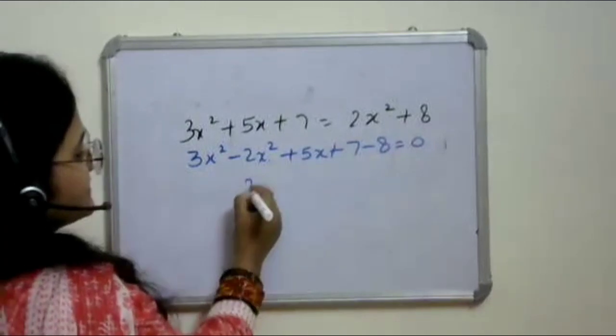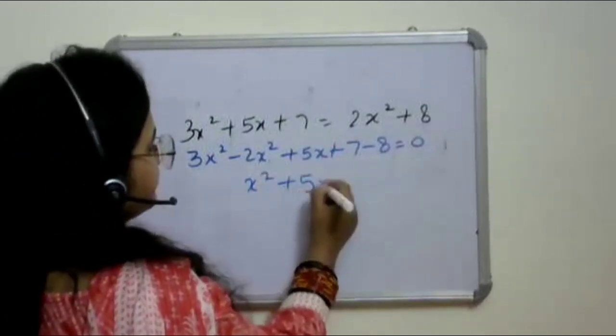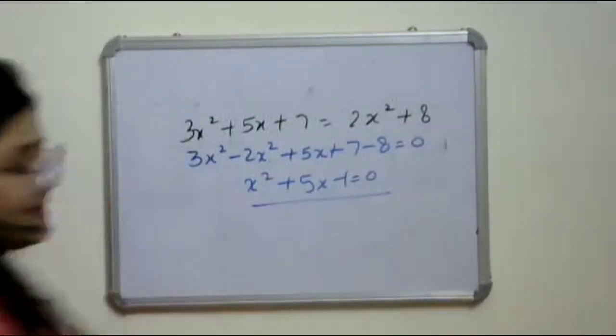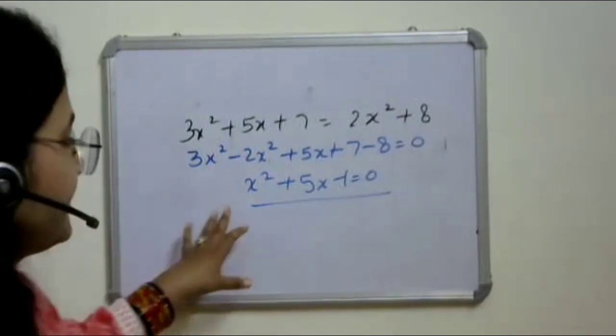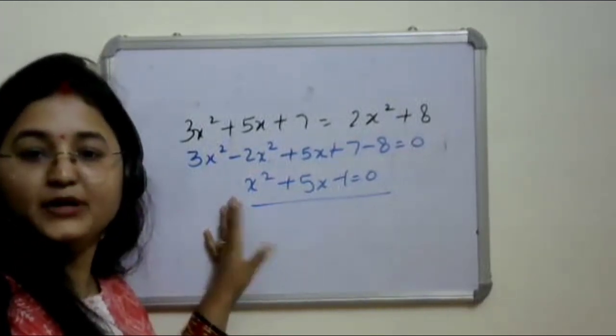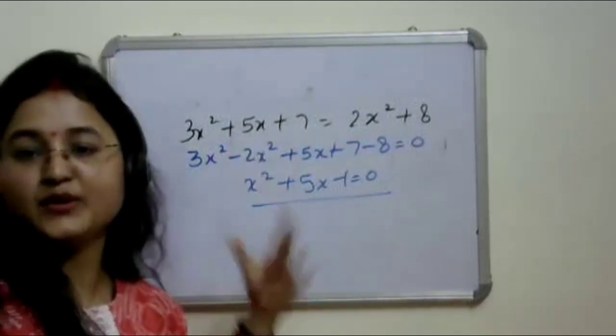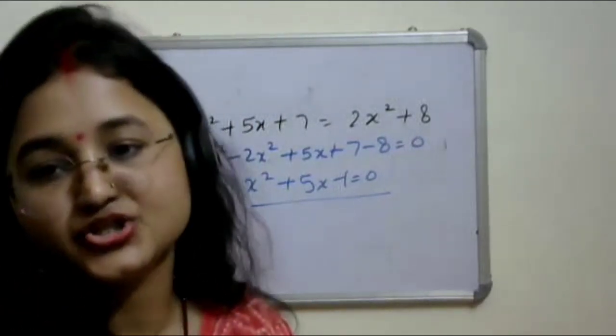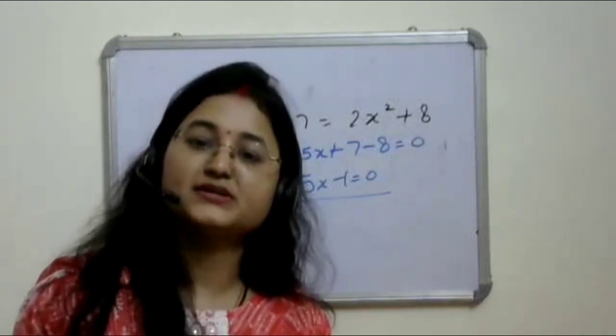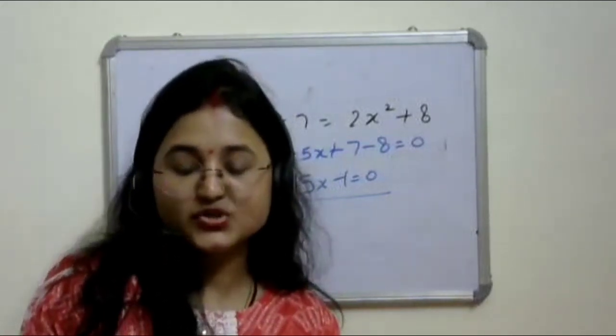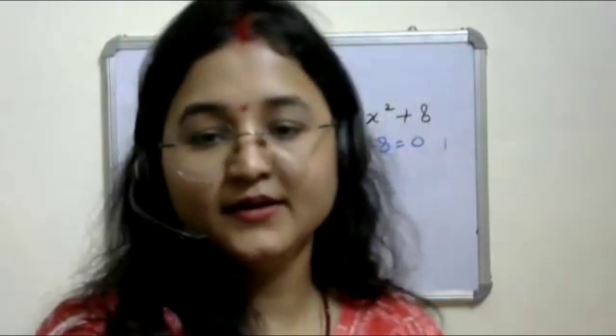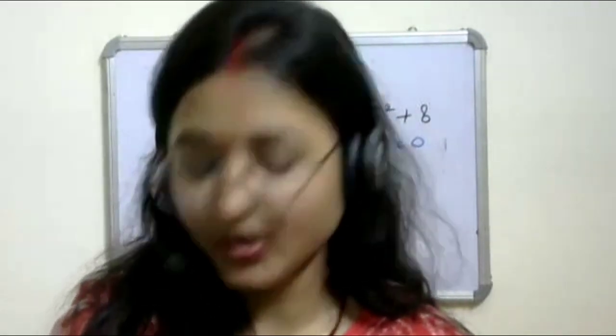3 minus 2, that is x square. Now x square plus 5x minus 1. This is the polynomial of degree 2. The maximum power of variable here is 2. Hence, the given equation is quadratic in nature. Therefore, the given equation is quadratic, right? So this is the way of finding whether the given equation is quadratic or not.